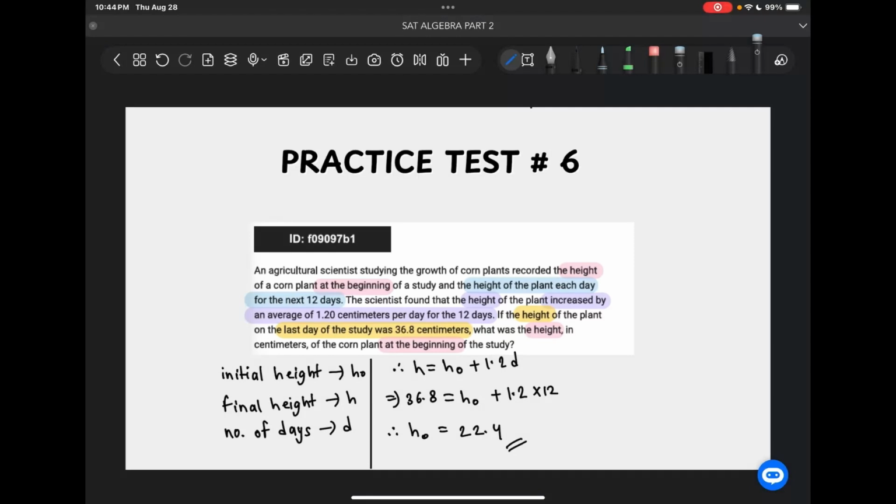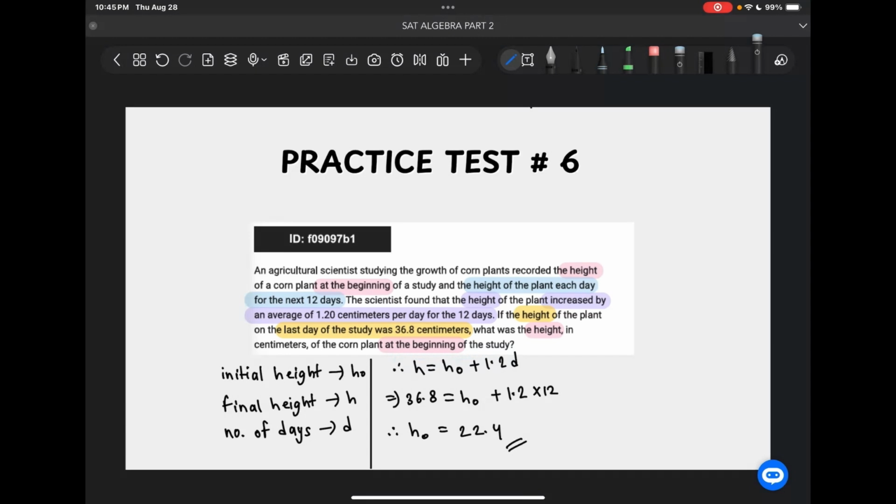Okay, so an agricultural scientist studying the growth of corn plants recorded the height of the corn plant at the beginning of the study and the height of the plant each day for the next 12 days. The scientist found that the height of the plant increased by an average of 1.2 centimeters per day for the 12 days. If the height of the plant on the last day of the study was 36.8 centimeters, what was the height in centimeters of the corn plant at the beginning of the study?